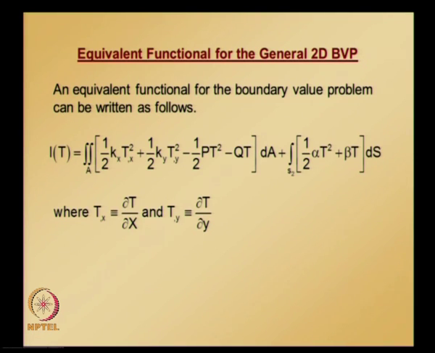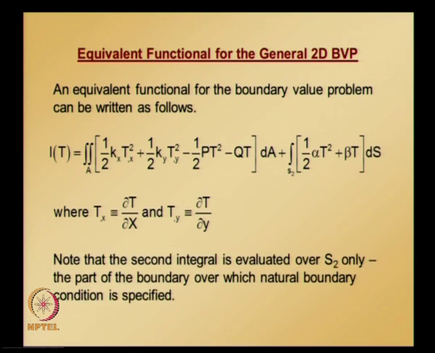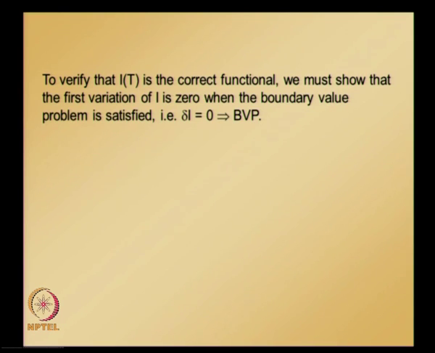So here we will be verifying that, and this procedure can be adopted for any other kind of problem where an equivalent functional is given for a particular problem, and somebody is interested in verifying whether that given functional corresponds to a particular problem or not. The procedure is going to be similar. So to verify that indeed the equivalent functional which is given in the previous slide is the correct functional, we must show that the first variation of this I is 0 when the boundary value problem is satisfied.